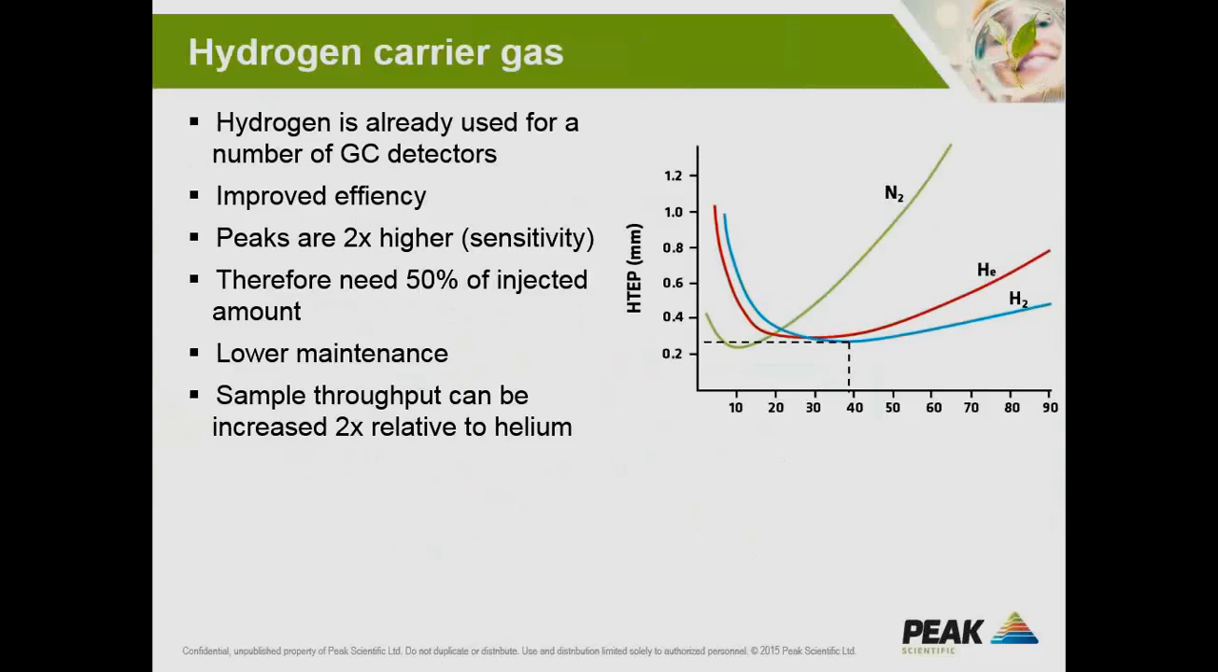Moving on to hydrogen. Hydrogen is already present in many labs if they're using FID detectors or other detectors that use a flame. And hydrogen offers the potential for improved efficiency. Peaks are twice as high as with helium, and this can have advantages in terms of reducing maintenance on the system, because you can inject less sample onto the GC, which means that you're going to have to change your liner less often, and you can potentially increase throughput to a level of twice that of helium. So there are big gains to be made for any contract labs who are basically charging per sample.